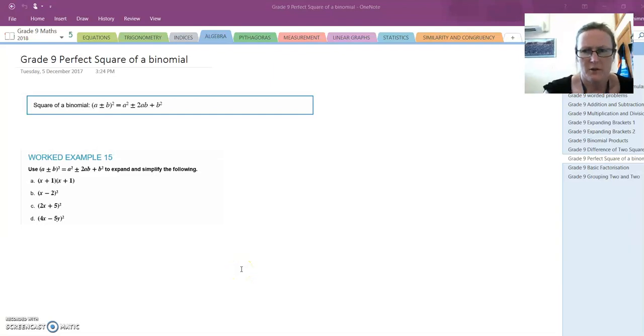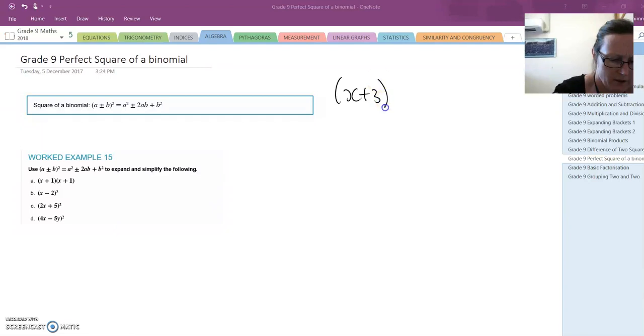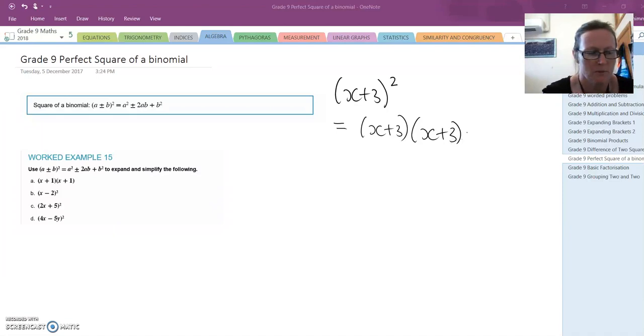Okay, let's look at another special pattern. Something like x plus 3 squared. That's called a perfect square because it is x plus 3 times by x plus 3. So it's x plus 3 times by itself. And we call that the perfect square of a binomial because both of these are binomial expressions.